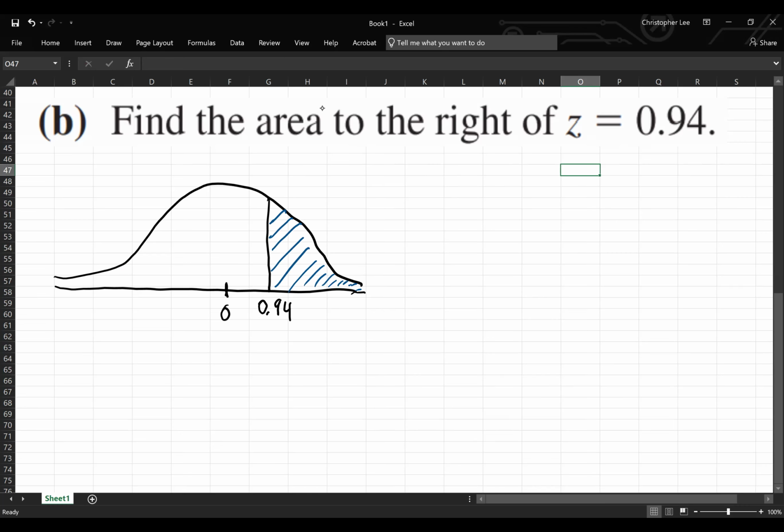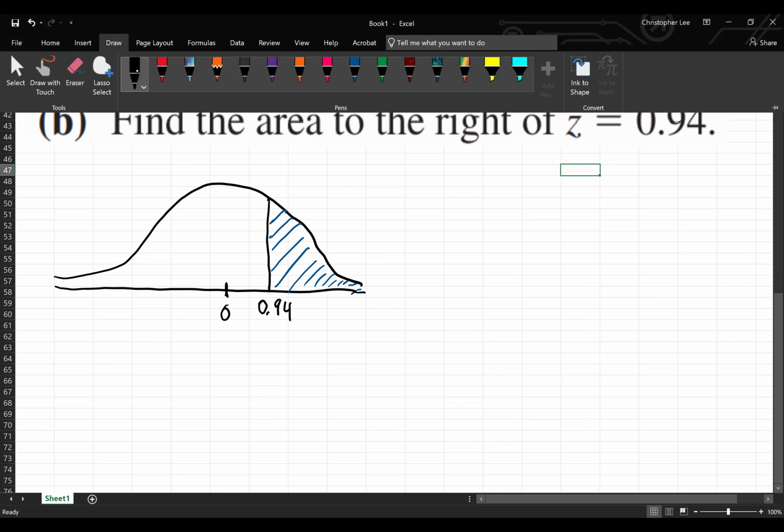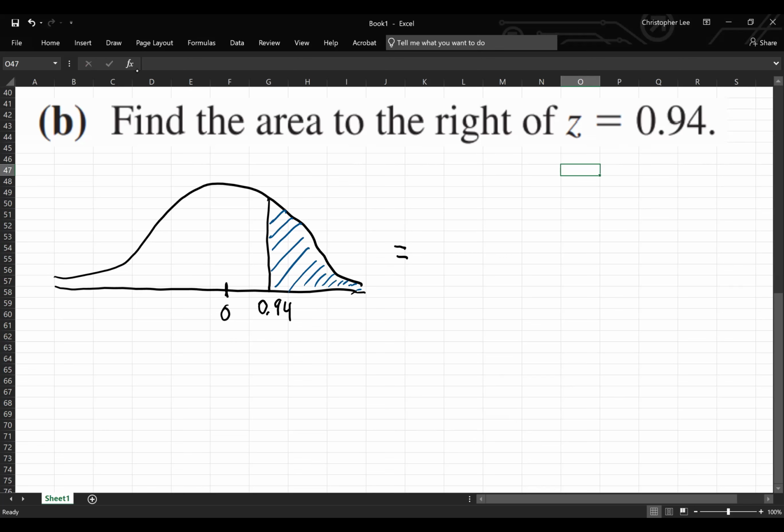But the issue is that my table only gives me probabilities to the left, right? So how do I get the answer? So I'm gonna show y'all. The table is for the left side. That's the issue. There's a trick in there, but it's all right, because we have a workaround.